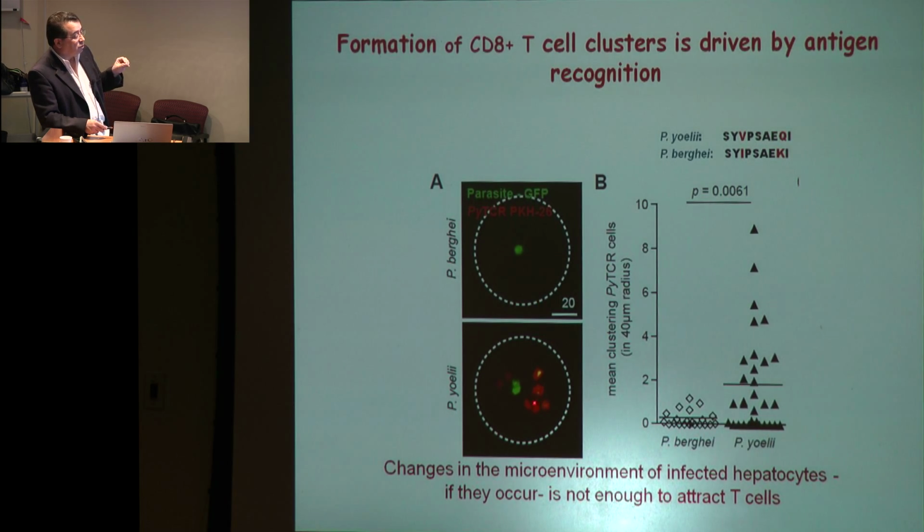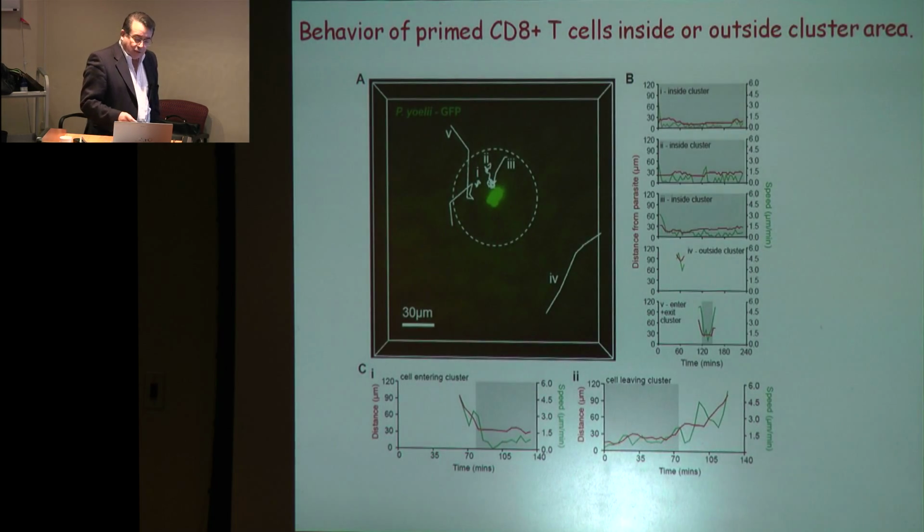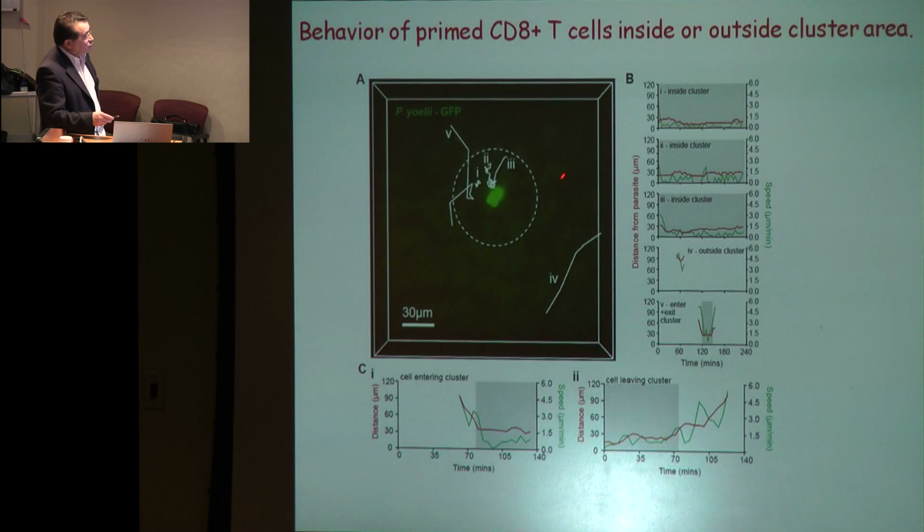But if you have the joellii parasite and the anti-joellii CD8 cell, that is when you see the clustering. This is shown in this particular case: you see clustering of CD8 cells when the mice are infected with Plasmodium joellii, which is the right epitope, but not with berghei, the wrong epitope. And we can also do other studies. So we know that the cells cluster and approach the infected hepatocyte.